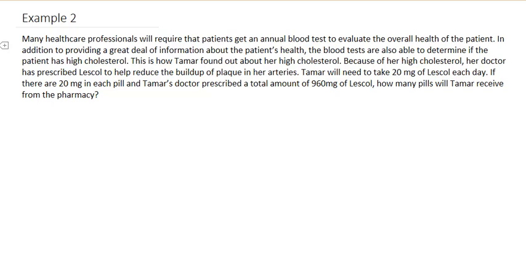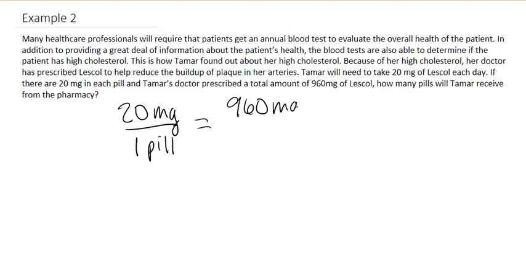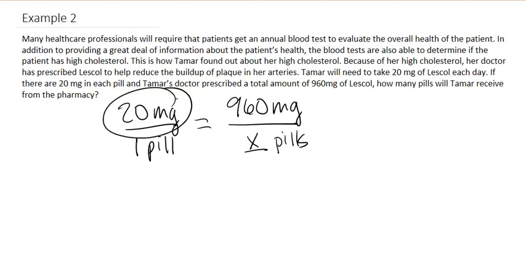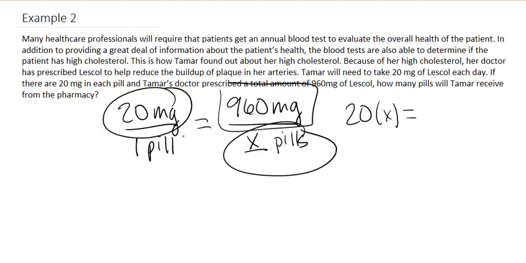And so, in order to solve this, we're going to have to set up a proportion. So once again, let's put milligrams on top and pills on the bottom. The first one we have is 20 milligrams per one pill. So this is one side of a proportion. Then on the other side, we'd have 960 milligrams over an unknown number of pills, so we're going to keep X there. And now we can cross multiply. So we would multiply 20 times X equals 960 times 1.